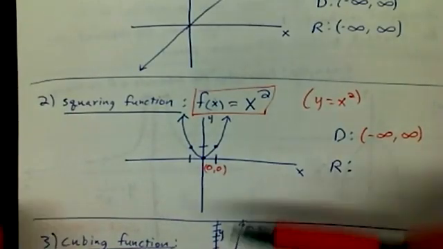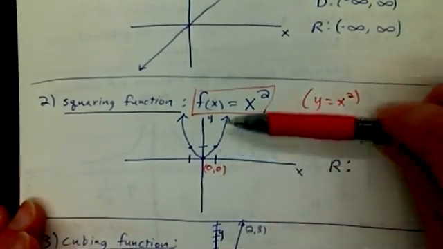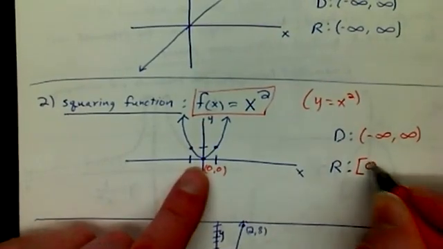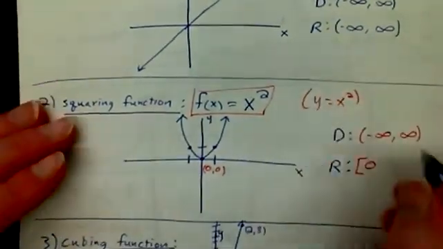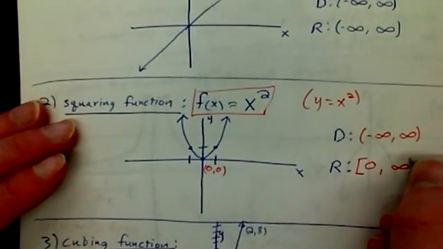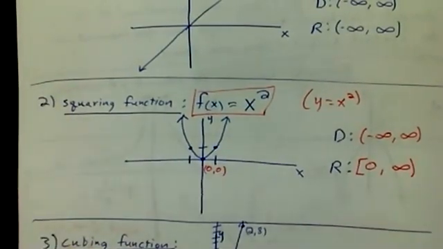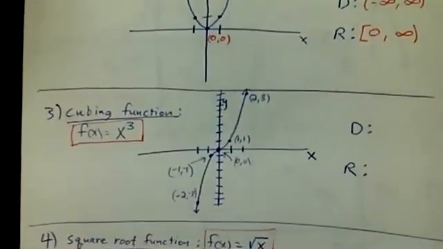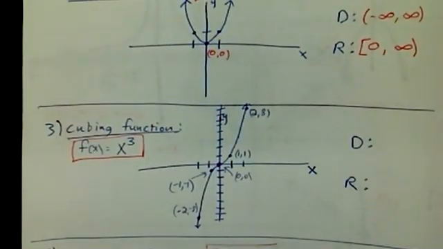The range we're talking about is the vertical part, or the y's. So we're going to start at 0, and to include it, I'm going to say 0. And it goes on forever upwards, so it's to infinity. Now, that's another one I think we're familiar with. The next one, maybe you haven't seen yet, is called the cubing function.